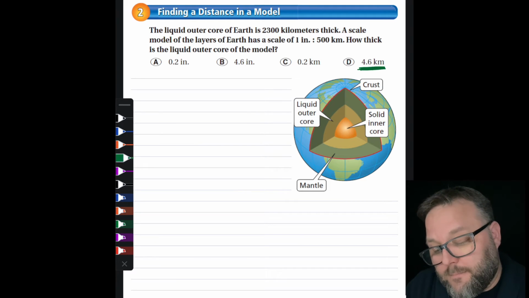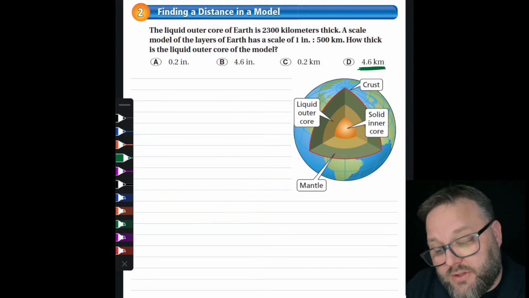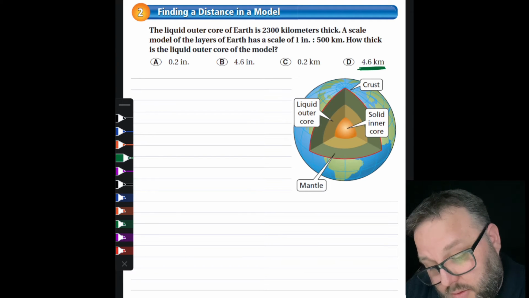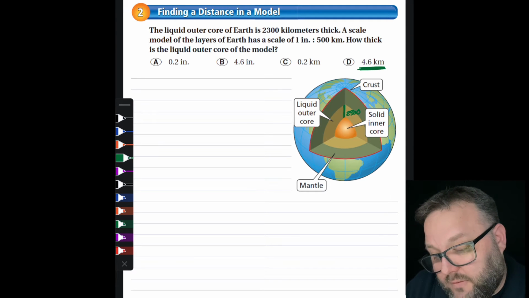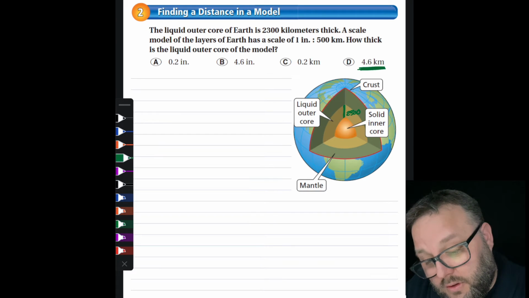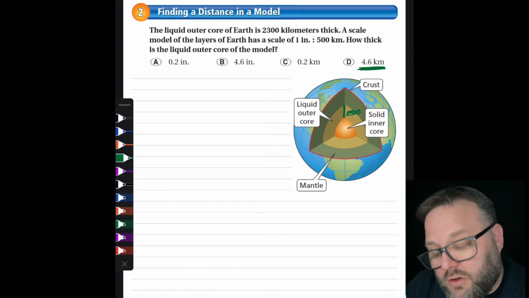Let's see. All right. So the liquid outer core of Earth is 2,300 kilometers thick. Really what that's talking about, say liquid outer core, so this part right here is 2,300 kilometers thick. A scale model of the layers of Earth has a scale of 1 to 500 kilometers. How thick is the liquid outer core of the model? Well, I know in real life, this is 2,300 kilometers.